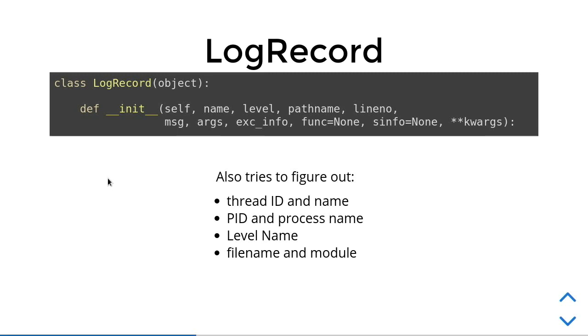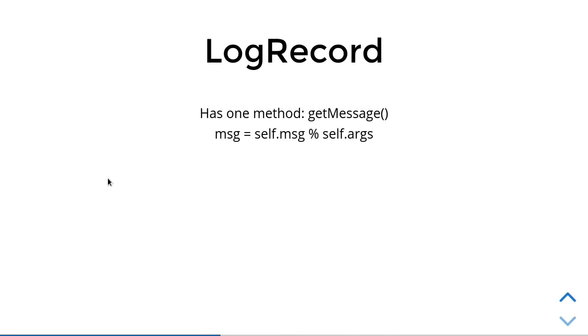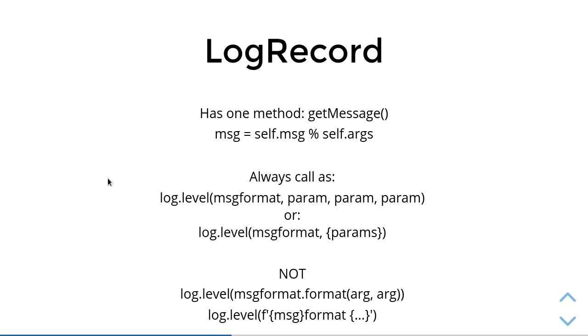It has only one real significant method, and that is getMessage, which takes the message you gave it and just resolves it with the args you gave it, which is why you should always pass a message format and a list of arguments, or a message format and a dict of arguments, instead of formatting yourself. Because if you leave it for the logging formatter and all the rest of it to do, it means sometimes that work won't have to be done because the message will be dropped rather than actually logged. You can save a bit of performance. It's a small thing, but it can add up a lot over time. Don't do that.